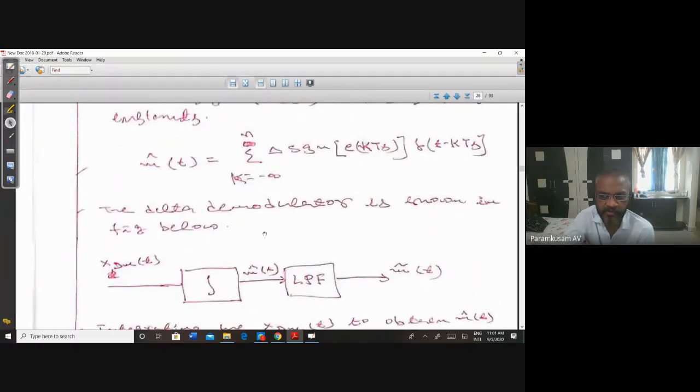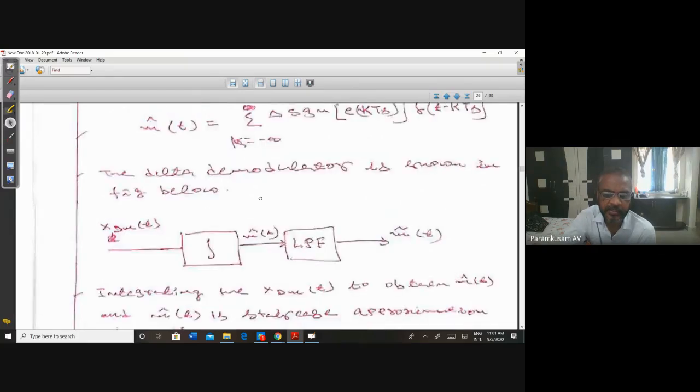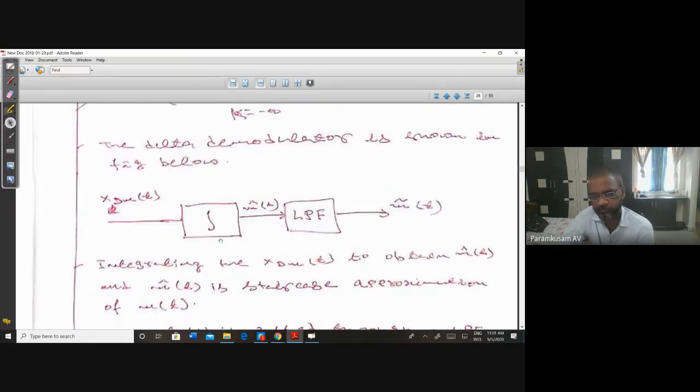The delta demodulator is shown in the figure below. You know the delta demodulator. So how can you reconstruct the message signal from the delta modulator? By simply passing it through the integrator and the low pass filter. The delta modulator signal is given to the integrator, then that signal is given to the low pass filter.